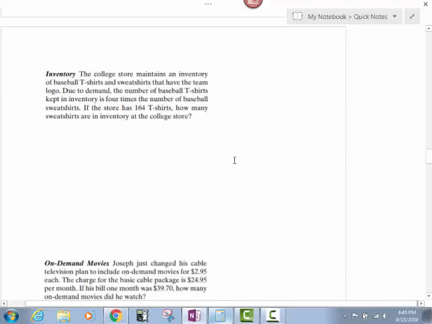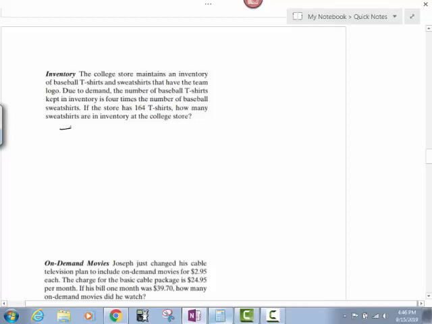All right. Let's try this next one here. It says inventory. The college store maintains an inventory of baseball t-shirts and sweatshirts that have the team logo. Due to demand, the number of baseball t-shirts kept in inventory is 4 times the number of baseball sweatshirts. If the store has 164 t-shirts, how many sweatshirts are in inventory at the college store? Okay, well, let's take a look here. So we have baseball t-shirts and we have baseball sweatshirts.